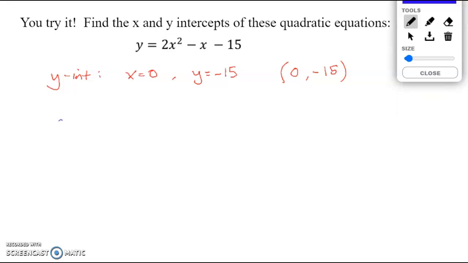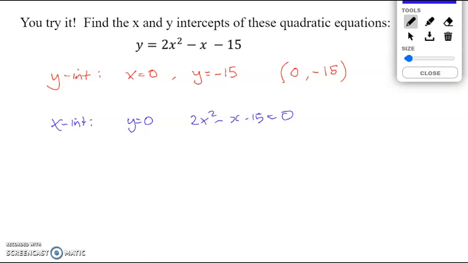Okay, what about the x-intercept? To do that, we have to set this equation equal to 0 because y is always 0 for the x-intercept. So it's going to be 2x squared minus x minus 15 equal to 0. Then we need to factor the left hand side. Okay, so we need to factor this.